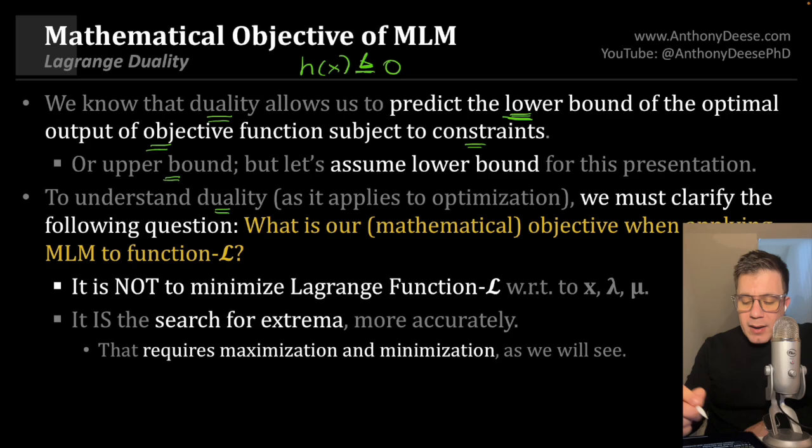Now, to understand duality, or at least understand it better as it applies to optimization, we must clarify the following question. What is our mathematical objective when applying the method of Lagrange multipliers to our Lagrange function? It's not to minimize the Lagrange function with respect to x, lambda, and mu, which is perhaps what some people may have assumed from what we discussed in modules 1 through 3. It is the search for extrema, more accurately, and this requires both maximization and minimization, as we'll see in a moment.